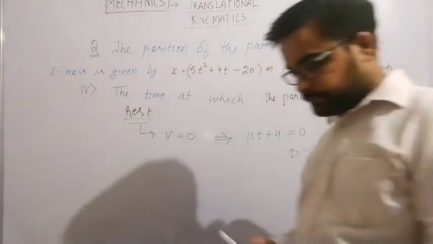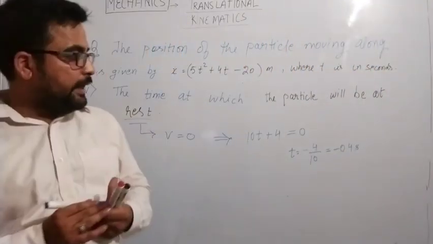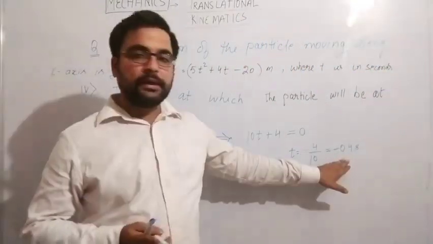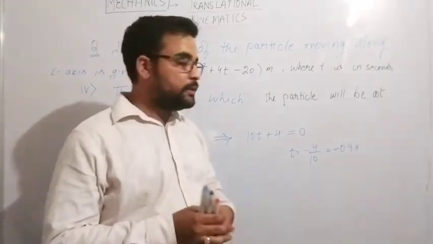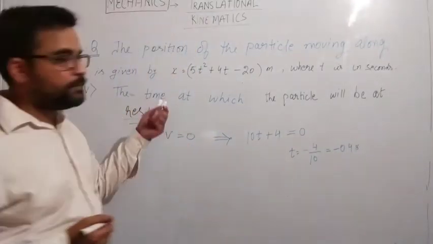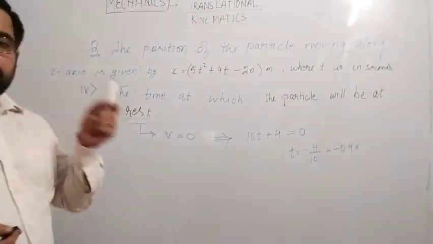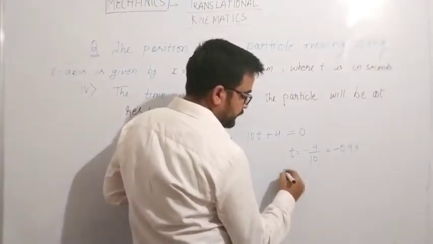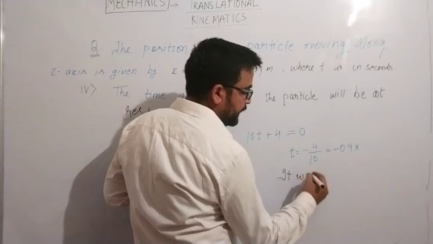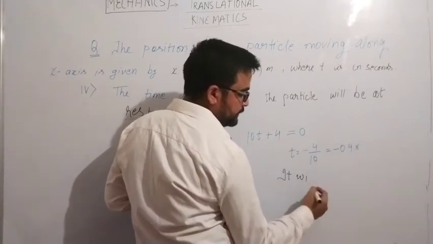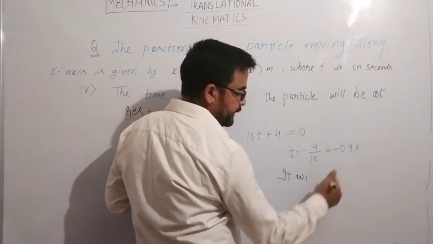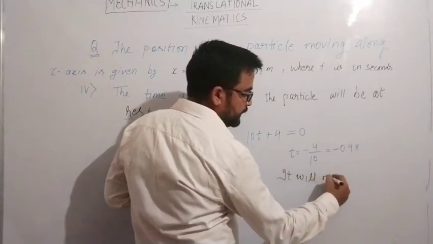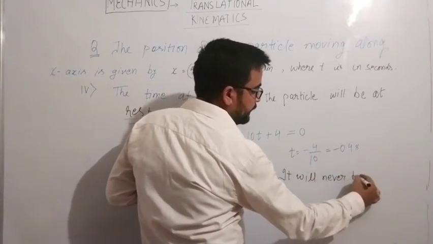Right? The answer for time is coming out negative, right? Which is not possible. So once this particle has started, it will never be at rest, right? So it will never be at rest. Why? Because negative time is not possible. So it will never be at rest.